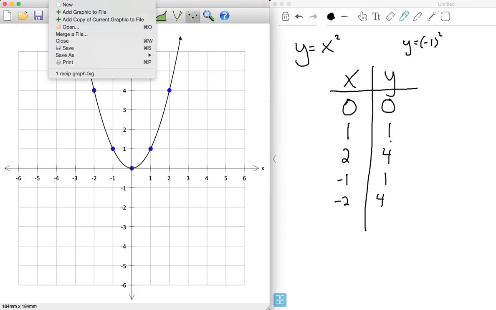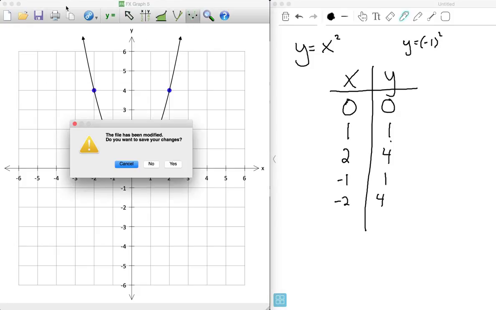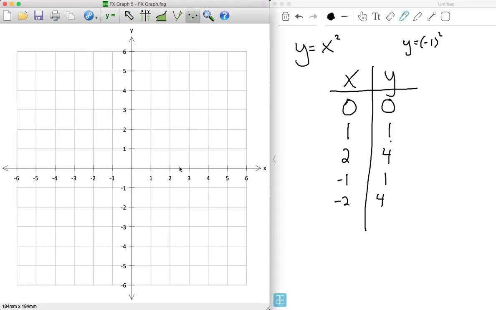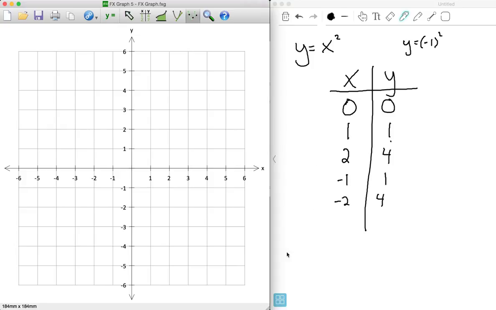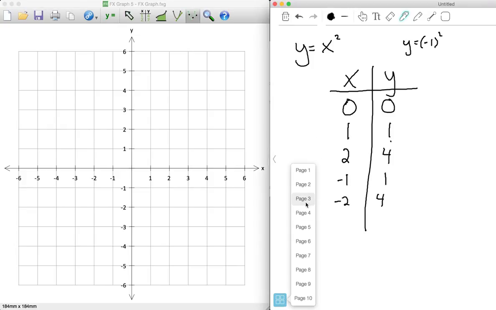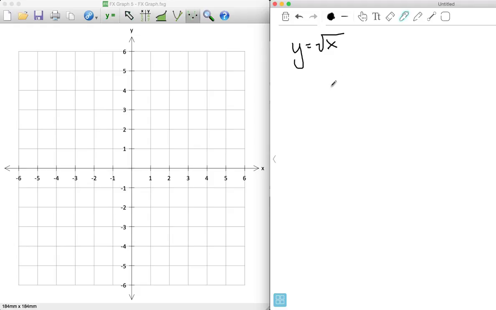Okay, I'm just going to make a new file here, say no, I don't want to save my changes. Okay, and then we're going to try this again. The next parent graph we're going to take a look at is y equals the square root of x.